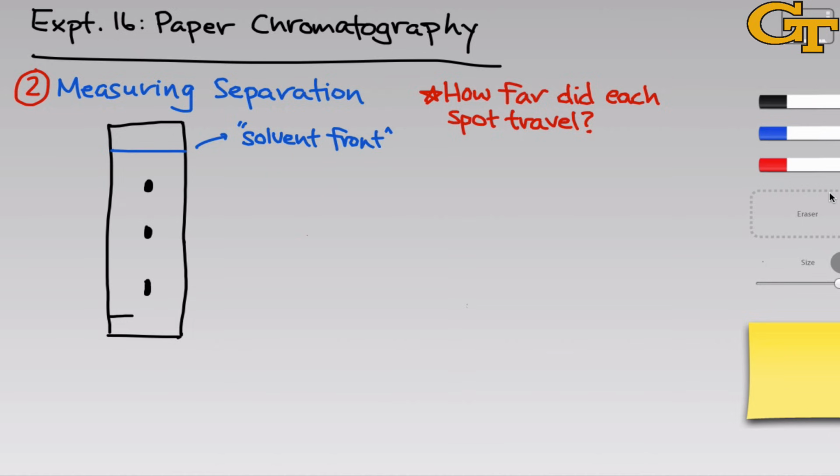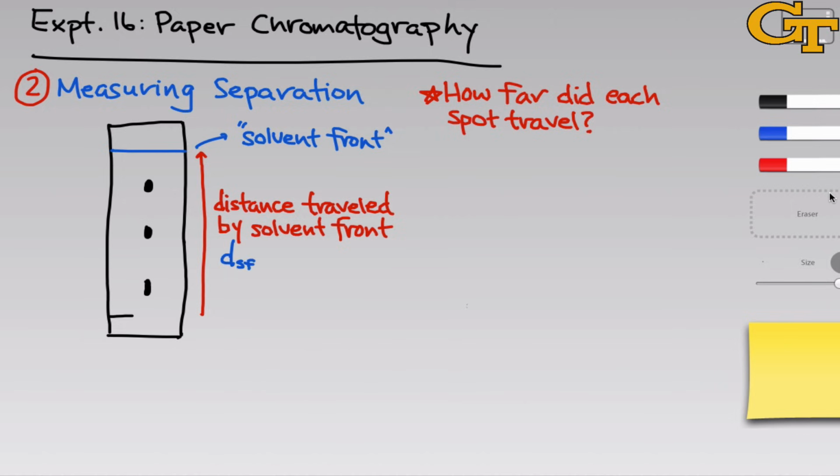And the first variable that's important for capturing how far each spot traveled is the distance traveled overall by the solvent front. This is going to help us normalize the distances traveled by each spot because, of course, the absolute distances traveled by each spot are going to depend on how far the solvent front traveled in a linear sense. So we need to divide each distance traveled by each spot by the distance traveled by the solvent front. So for now, let's call that distance d sub SF for solvent front.